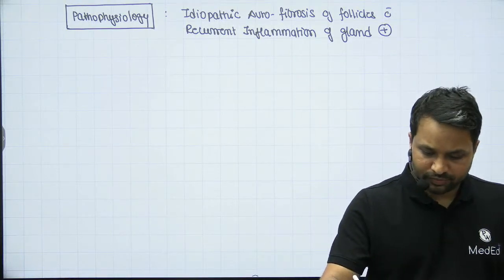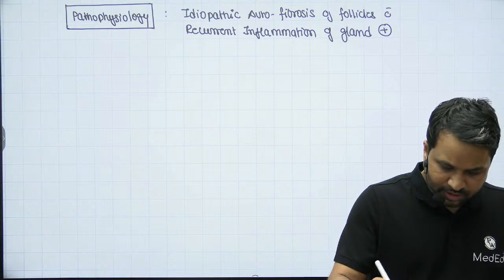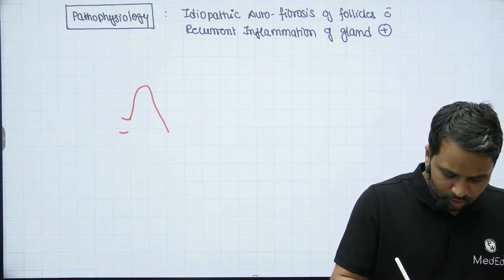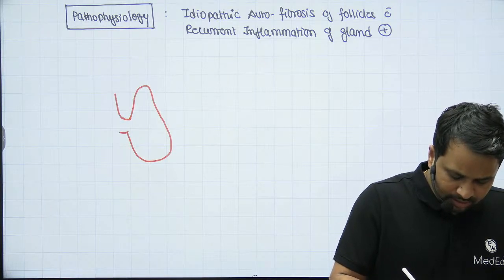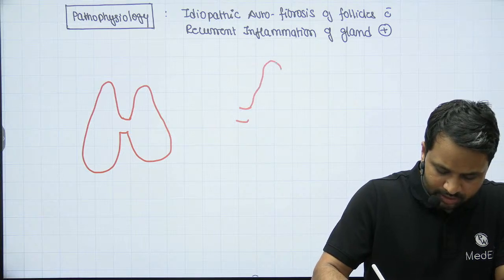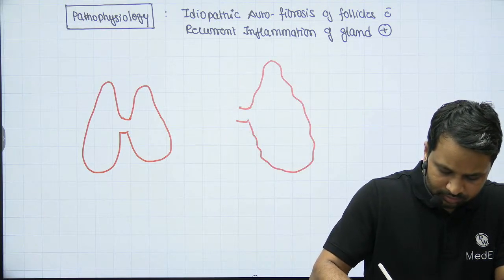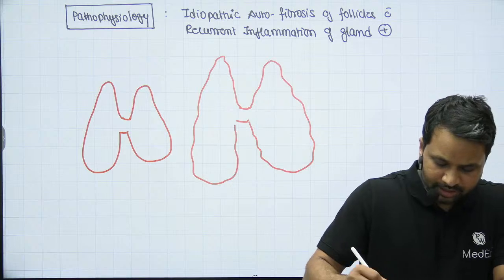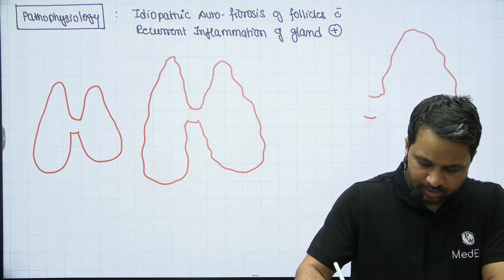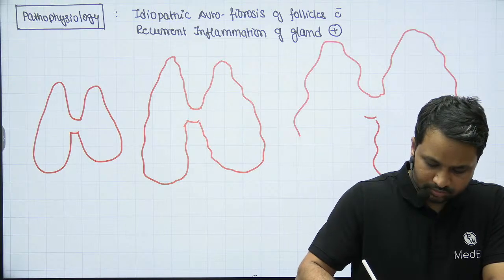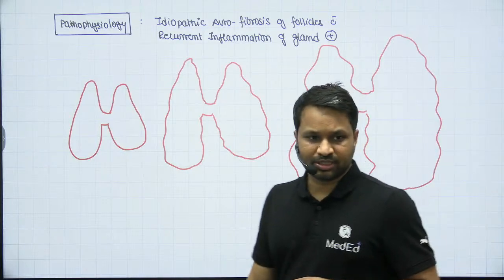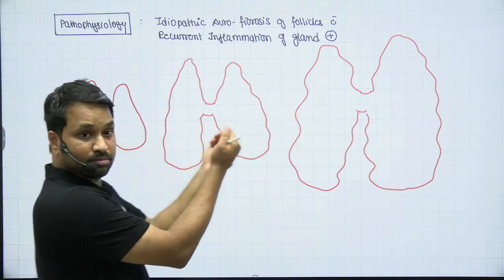If you observe, you will see the gland which is initially of this size. We'll try to reconstruct the whole component. The gland which is this in the normal status is now going to become something like this, and eventually you will notice it will become something like this. Let's understand how a gland which starts its journey from here becomes this.